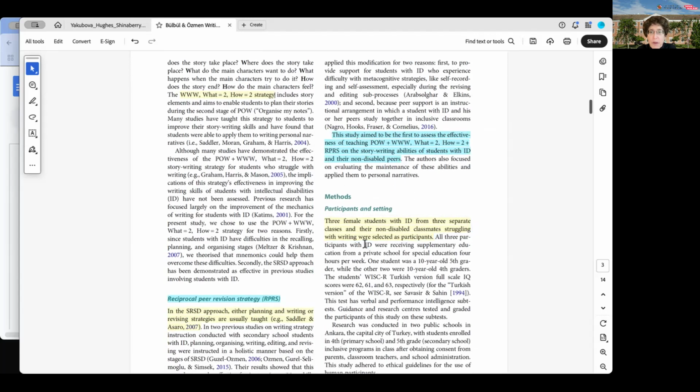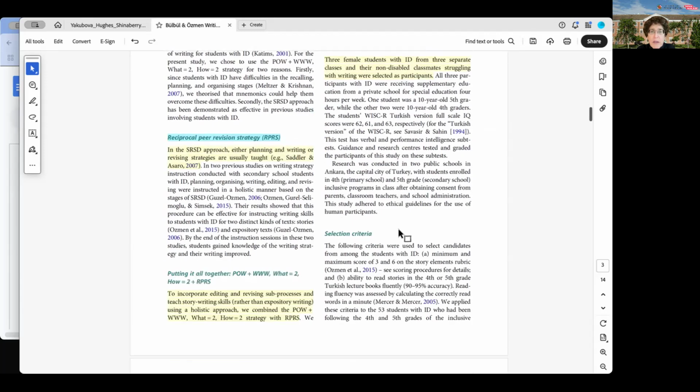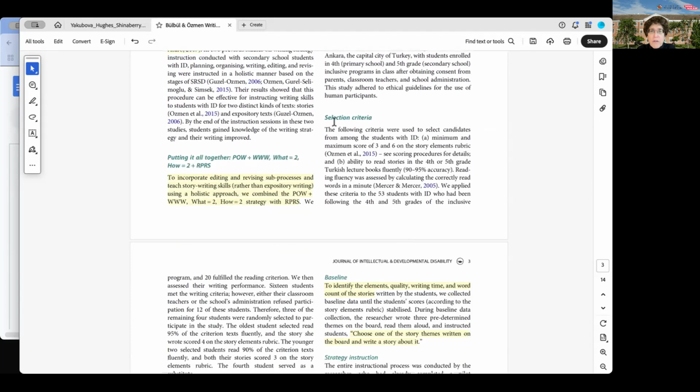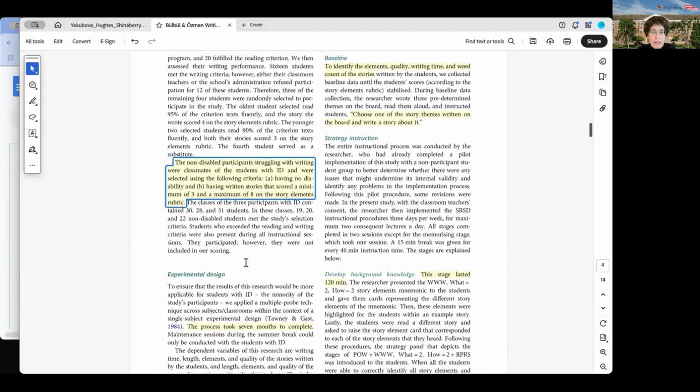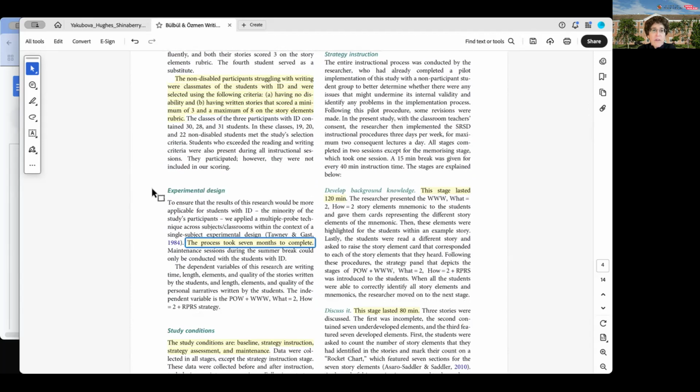Okay, so there were 3 female students with intellectual disabilities from 3 separate classes and their non-disabled classmates who were also struggling with writing. So they were all struggling writers with or without disabilities. Okay, they go into selection criteria. They talk about the students without disabilities, that they also were not doing well. And then they tell us about the experimental design.